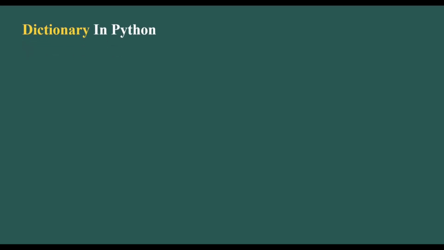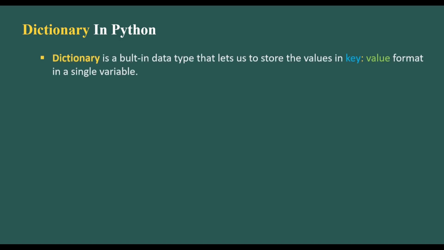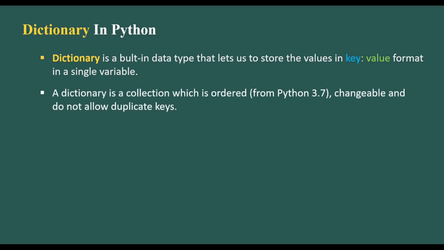What is dictionary in Python? Dictionary is a built-in data type that lets us store the values in key value format in a single variable. A dictionary is a collection which is ordered, changeable, and does not allow duplicate keys. Ordered means the sequence of the values upon accessing the dictionary variable will be the same as the sequence of insertion of the values in it.